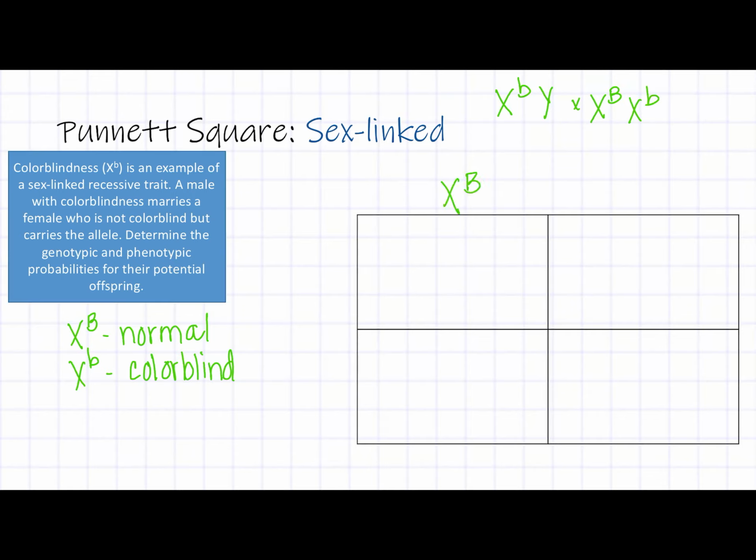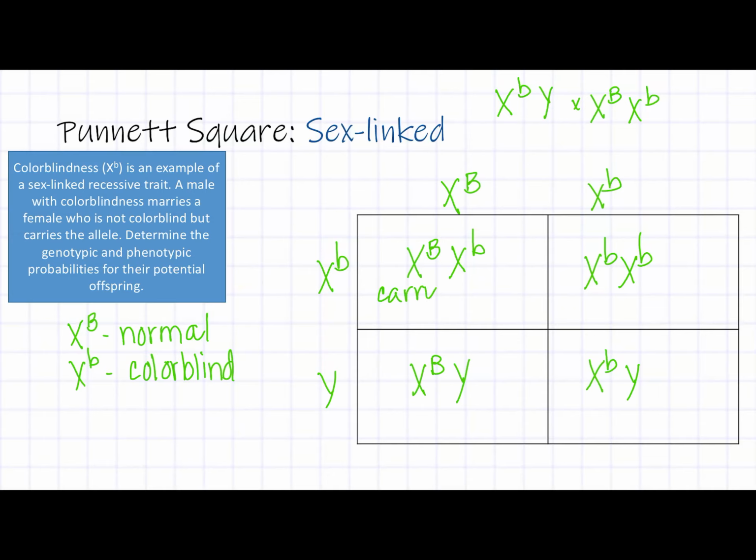So I said I like to put the female on top over here. I think it's just easier to follow it out that way. And let's see what their chances are for their offspring. So we have X big B, X little b, X little b, X little b. We have X big B and a Y, and an X little b and a Y. So they can have a carrier daughter. They can have a colorblind, we'll say CB daughter. They can have a normal son, and a colorblind son.